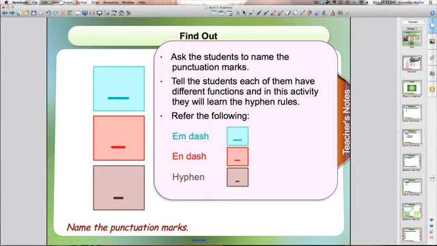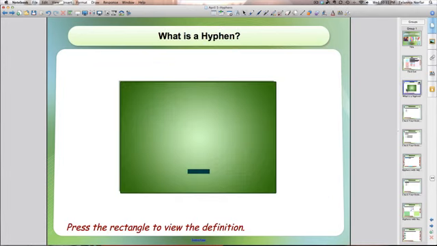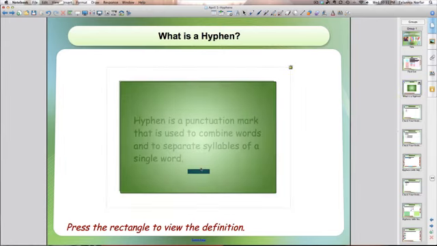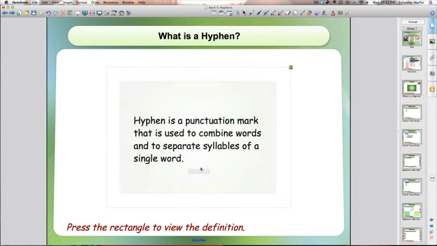Now, let's go into detail on learning the hyphen rules. In order to understand the rule, we have to know what a hyphen is. So let's look at a definition. A hyphen is a punctuation mark that is used to combine words and to separate syllables of a single word.